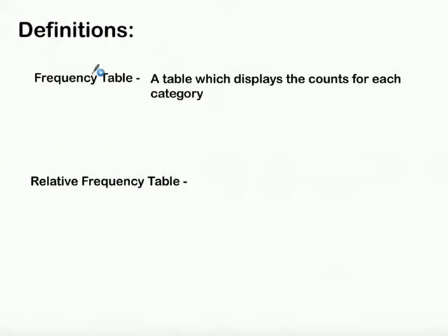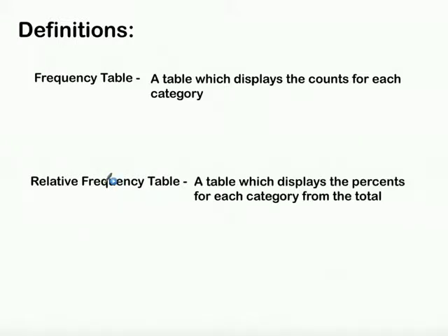So, some definitions that you need to know is frequency table. Frequency table is a table which displays the counts for each category. And a relative frequency table is a table which displays the percents for each category from the total.